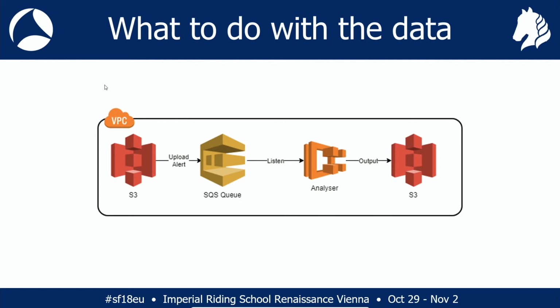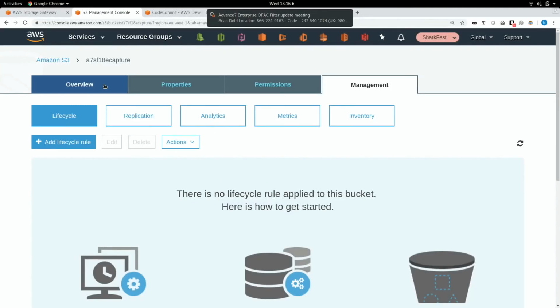Then on the right-hand side, we're going to build some stuff and analyze it. We're going to filter those packets, and we're going to put them back into S3 at the end. So we've got filtered data. So let's look at how we could do that.